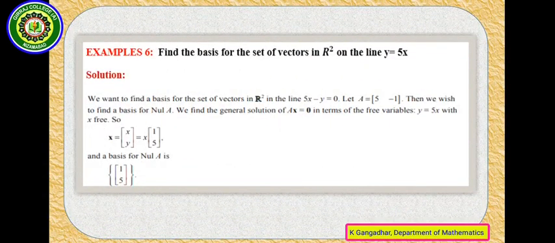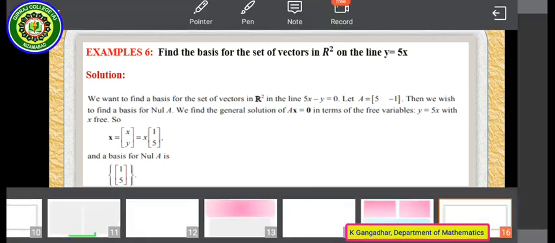So next problem, find the basis for the set of vectors in R2 on the line y equal to 5x. R2 means here we have two components x, y. In the x, y we write the y value as 5x. So we get the vector (x, 5x), that is x into (1, 5). So this vector forms the basis.